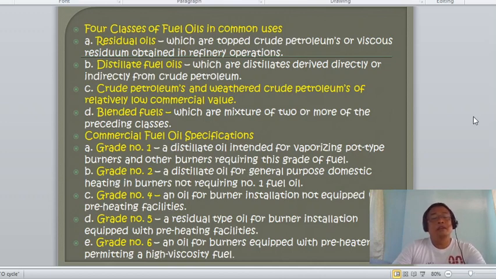Grade 4 is an oil for burner installations not equipped with preheating facilities. Grade 5 is a residual type oil for burner installations equipped with preheating facilities. And grade 6 is an oil for burners equipped with preheating facilities, for handling high viscosity fuel.